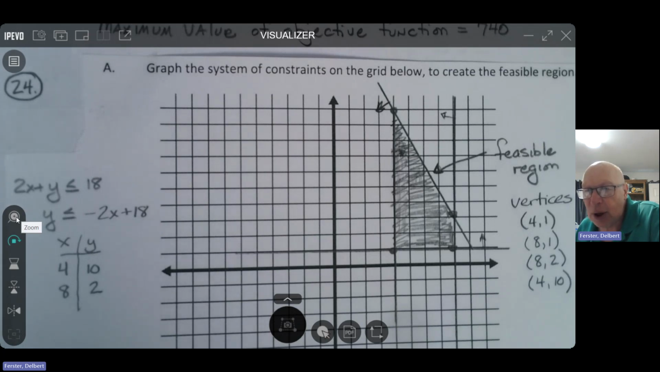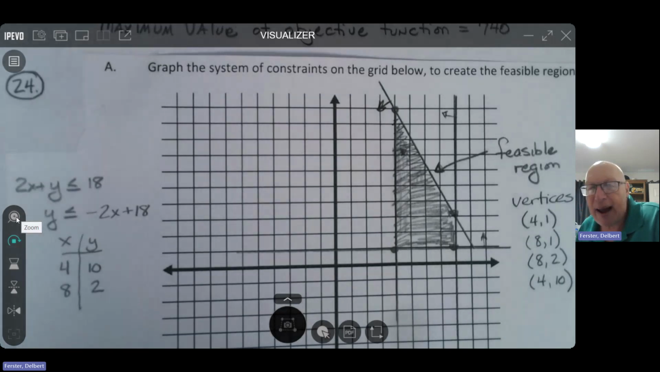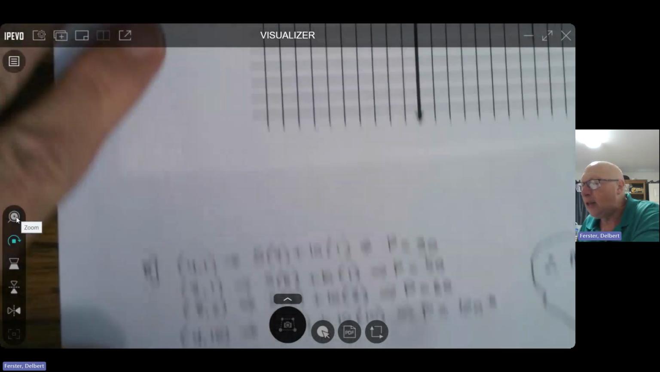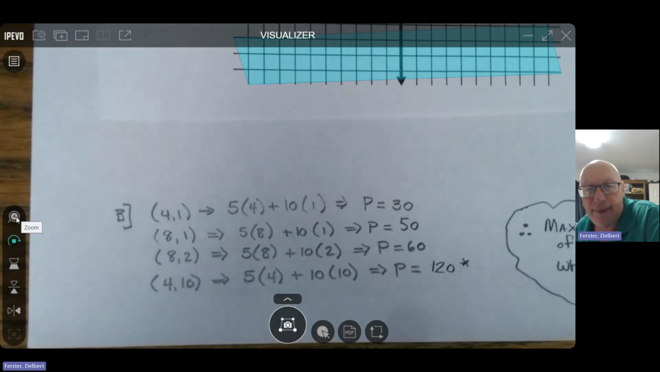I listed them for us. Again, in no particular order. We got (4, 1), we got (8, 1). Looks like we have (8, 2), and it looks like we have (4, 10). So those are my endpoints, my vertex points for my feasible region. For us to go ahead and find maximum value, we're going to take those values and run them into the objective function. All right, if you remember, the objective function was 5x plus 10y.